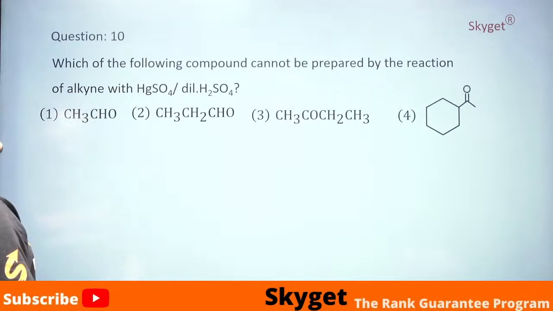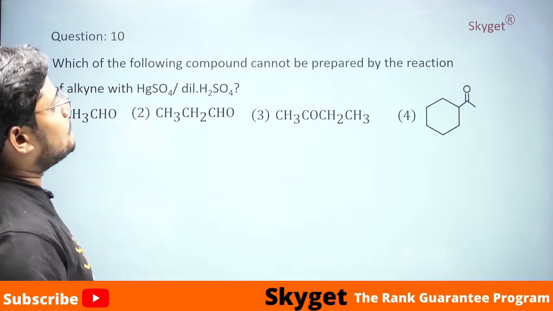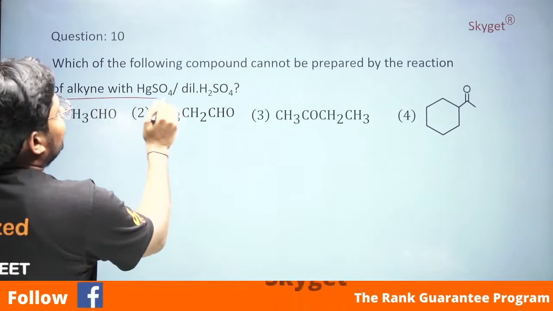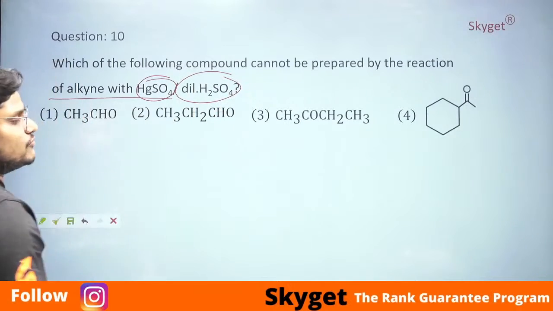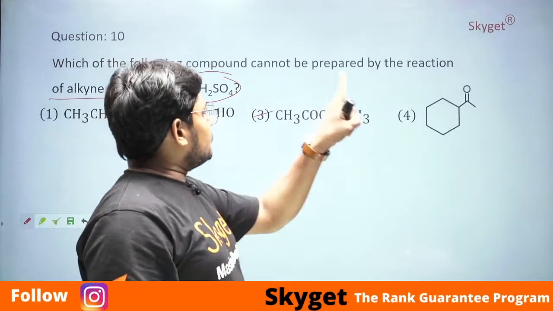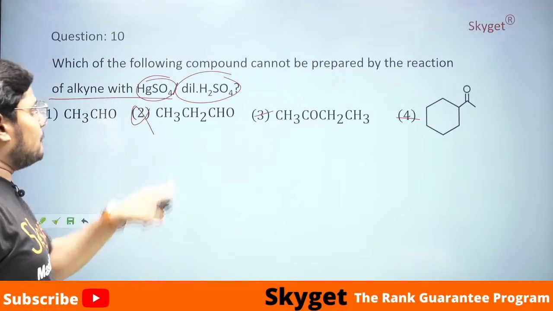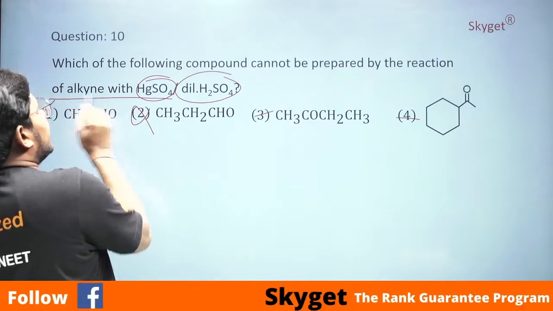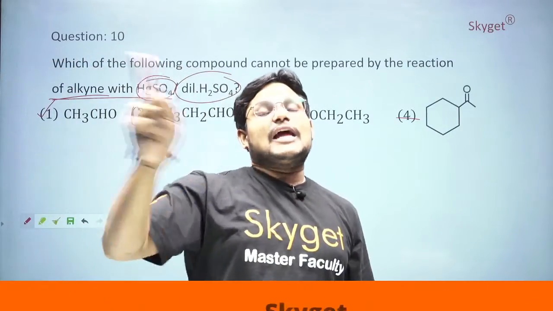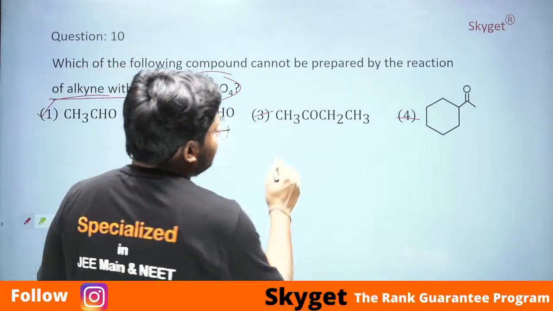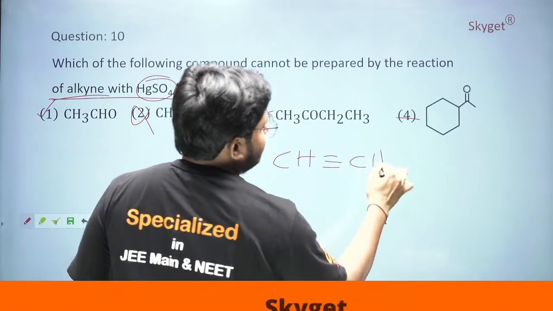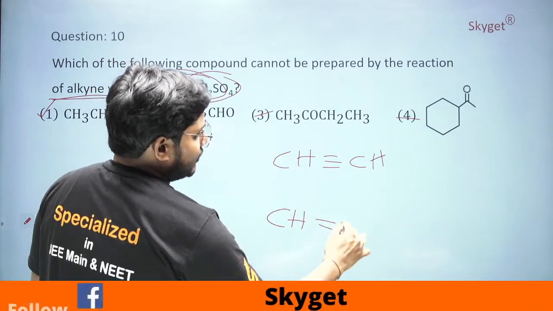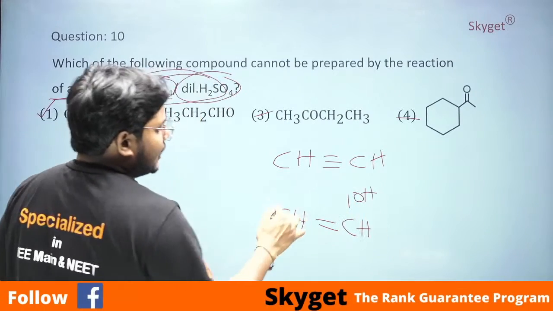Next. Which of the following compounds cannot be prepared by the reaction of an alkyne with HgSO4 and dilute H2SO4? Here, this can be possible, this can be possible, this cannot be possible, but this can be possible. They are saying alkyne, but they didn't give which type of alkyne it is. If you have the alkyne CH triple bond CH and use this reagent, what is the product? Here you will get CHOH, and here you will get H.